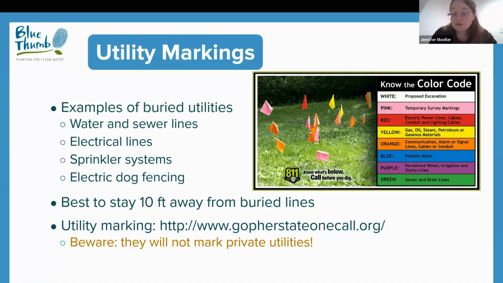Some of the ones that they will not mark for you are sprinkler systems, private electrical, if you've added any lighting somewhere, or dog fencing. Those are frequently ones that will not be marked by Gopher State One Call. So you'll want to look through your house records or contact an irrigation company if you know of their installation, to really be informed about what's in your yard.